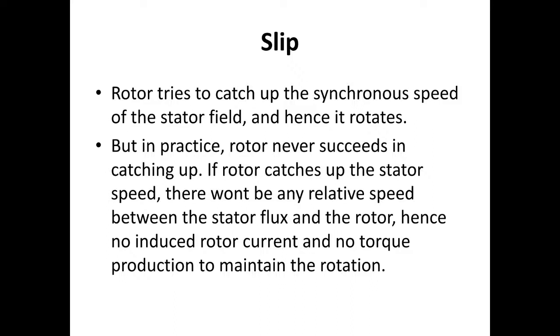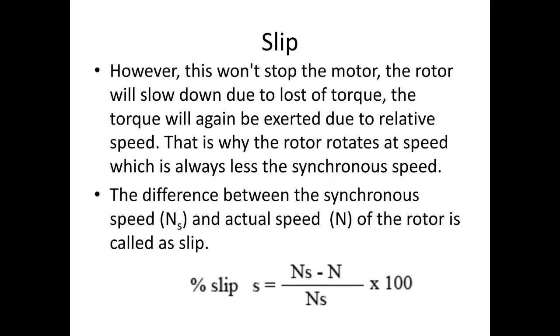If it were equal, your torque would be reduced. So slip S is equal to (Ns minus N) divided by Ns. Ns is the synchronous speed and N is the rotor speed. My rotor speed is always less than my synchronous speed. That is why my induction motor is known as an asynchronous motor, meaning the motor does not run at the speed of the input supply I give. So this is known as an asynchronous motor.